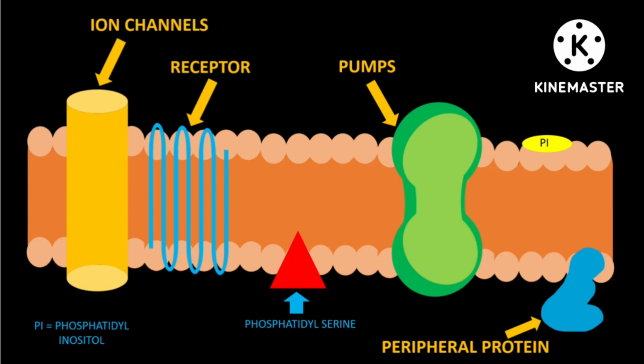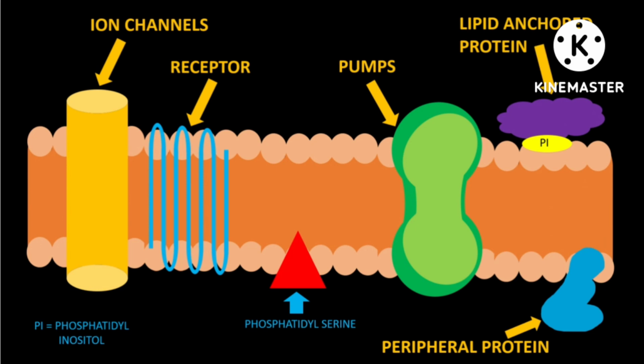The last type of protein is the lipid-anchored protein. As the name suggests, it needs lipids, specifically phosphatidylinositol, to bind with the membrane. It is most commonly seen in red blood cells. Absence of this can lead to hemolysis of the RBC.